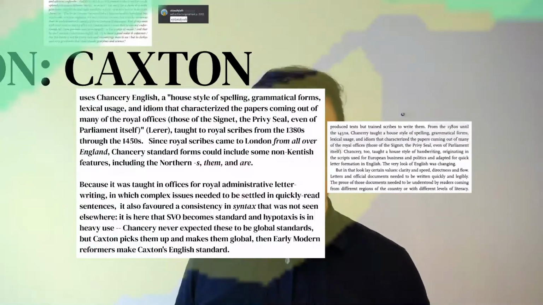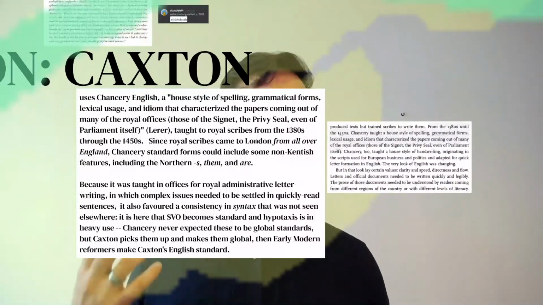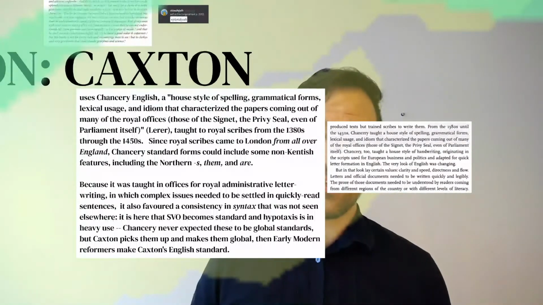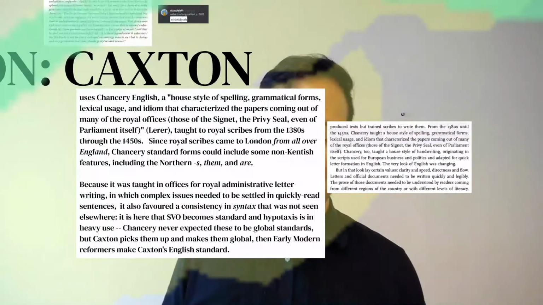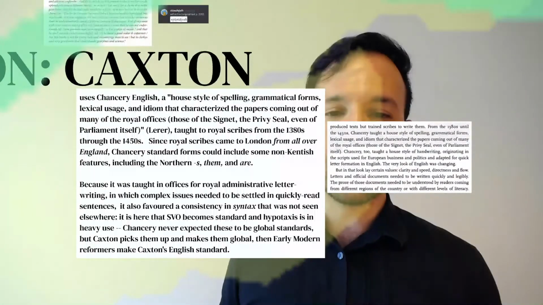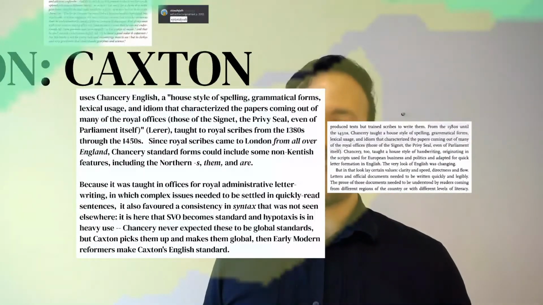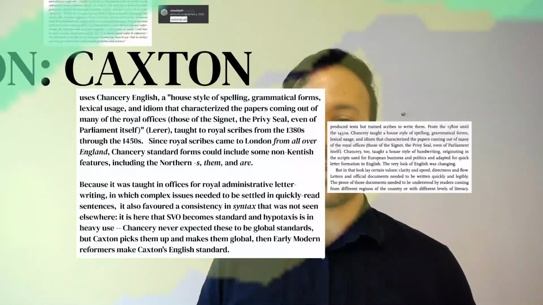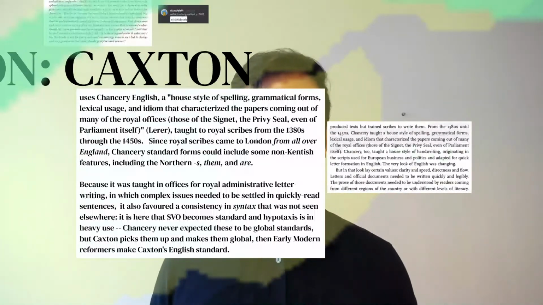So, that passage through Chancery is very important for the development of print, because what Caxton uses as his press standard ends up establishing the norm for what will become standard global and supranational Englishes later. I'm just going to read this.